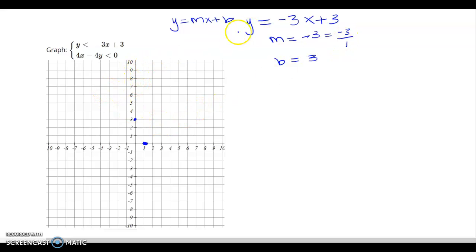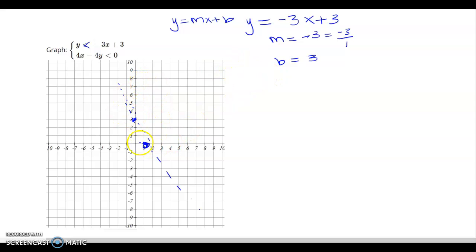Okay, at this point I need to look back and see, oh, this is just a less than sign. There's no equal to, and so this has got to be a dotted line. Sorry, I can never get it right on the dots. I'm drawing it freehand here. Okay, so we've got our line drawn, but now we need to shade it.